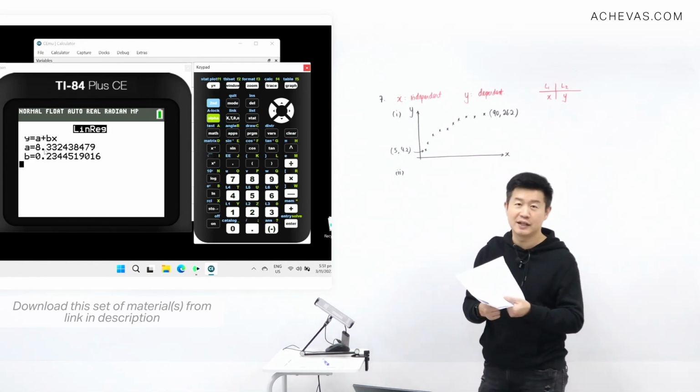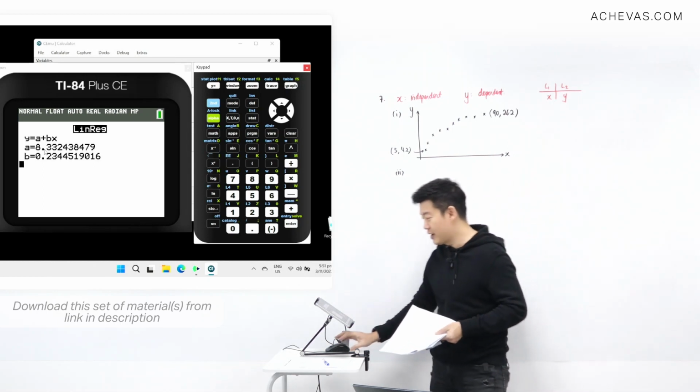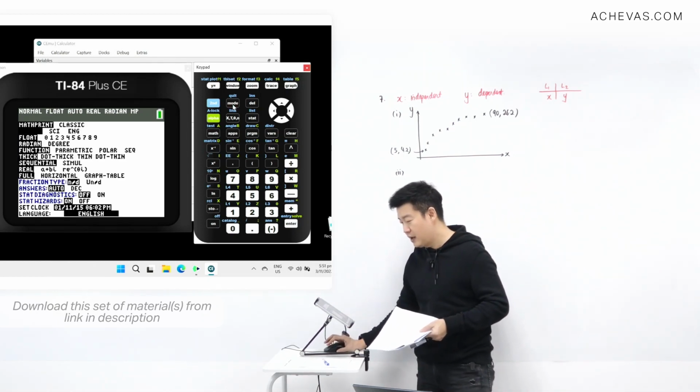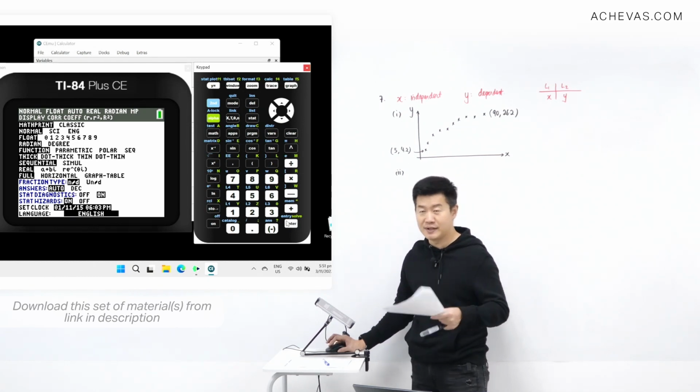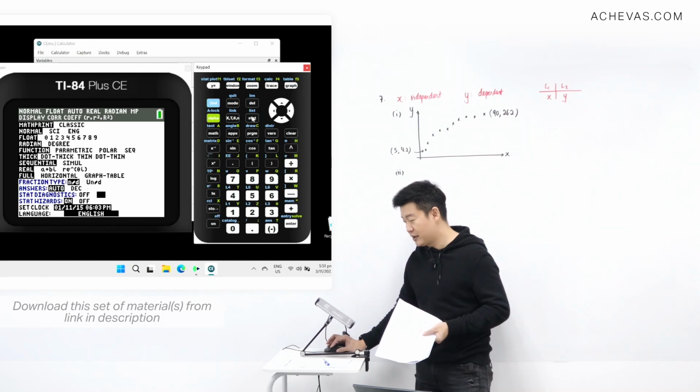When we have a situation like this, what should we do? We will press mode, and in mode, I'm going to turn on statistics diagnostic. It is currently off. That is why we don't see the product moment correlation appearing. So I'm going to turn it on. This will sometimes happen when we reset our calculator. Okay, so I've turned it on already.